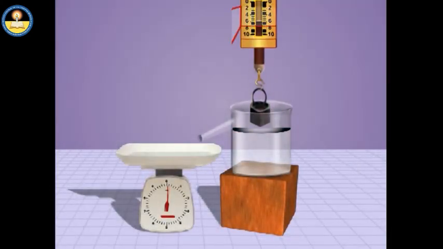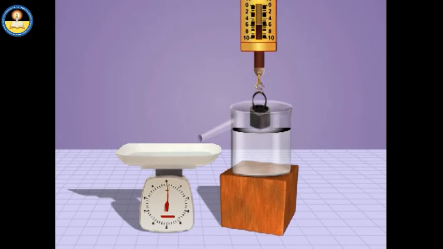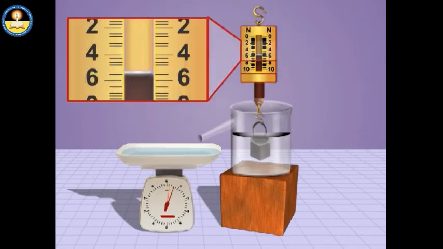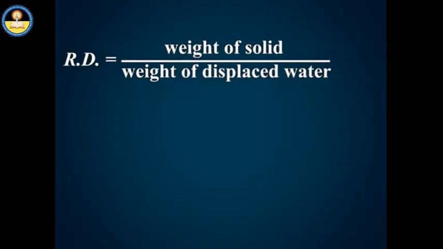Furthermore, when the solid is completely immersed in water, it displaces an equal amount of water. Therefore, relative density can be defined as the ratio of the weight of the solid and the weight of the water displaced by the solid.